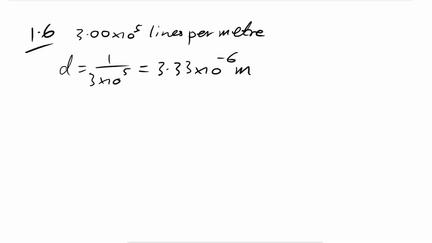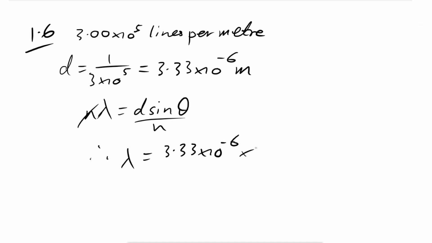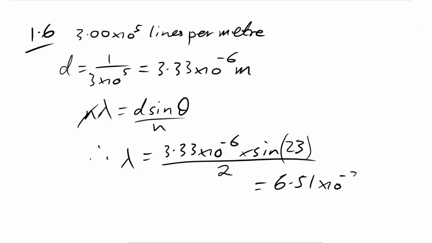Okay, we're looking for the wavelength. We're going to use n lambda equals d sine theta. That's our diffraction grating equation. Take n over the other side. So therefore, lambda is going to be equal to our d times sine of our second order maximum angle, which we've just found out. Sine of 23, divide that by, well, we know it's the second order, so n is 2. And to 3 sig figs, we have 6.51 times 10 to the minus 7 meters.